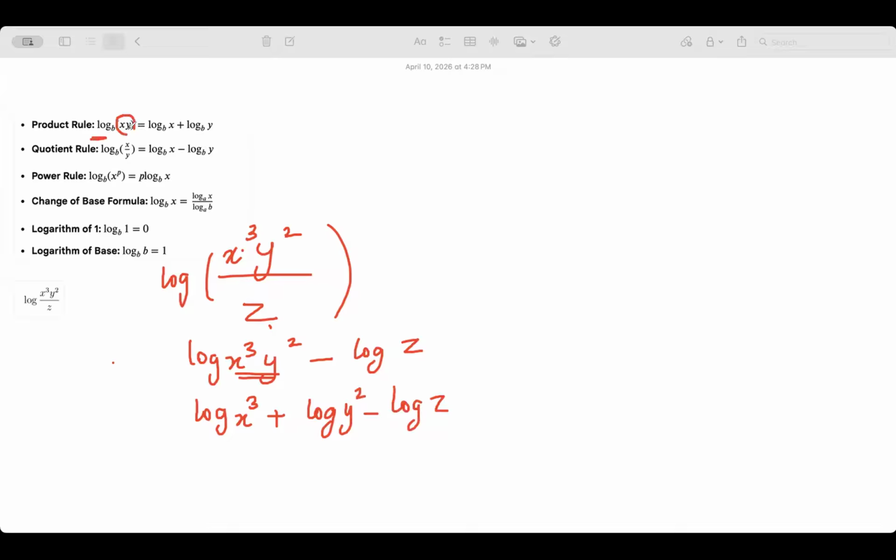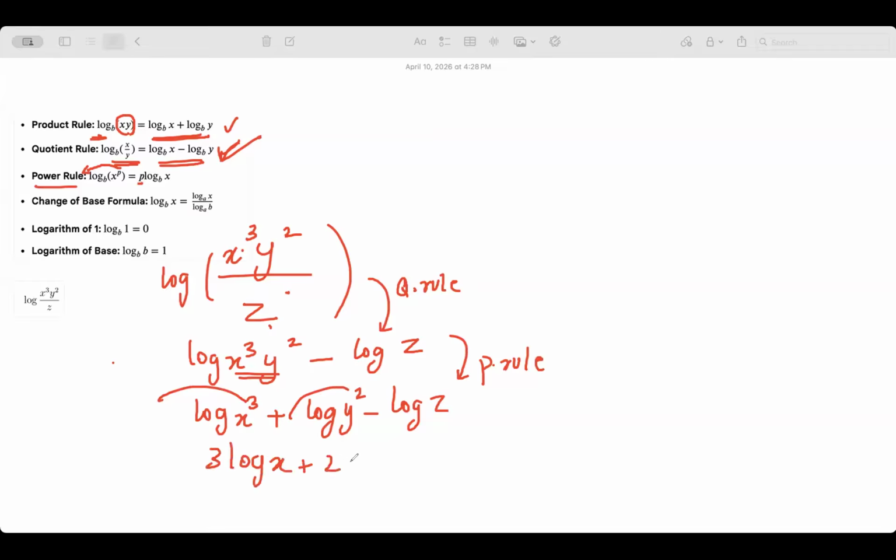Product property says when there is multiplication inside a log, you split and write it as addition. Division means you split and write it as subtraction. Then if it's a power, the power goes in front. These two are the ones which we use first. For division we use this first one, the quotient rule. This one is the product rule. Now we can use the power rule. This goes in front, this goes in front. So this becomes 3 log x plus 2 log y minus log z.